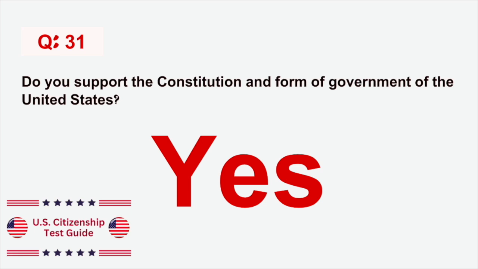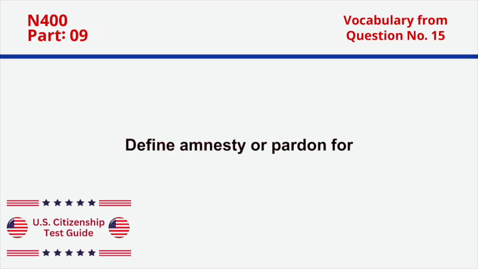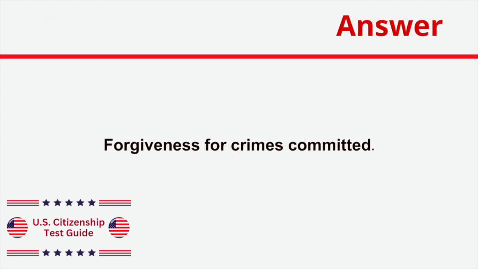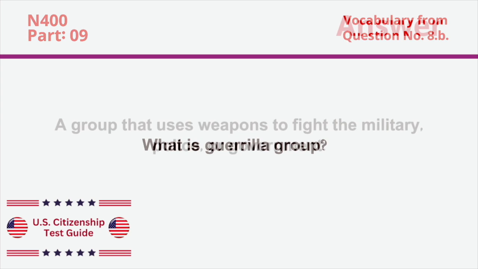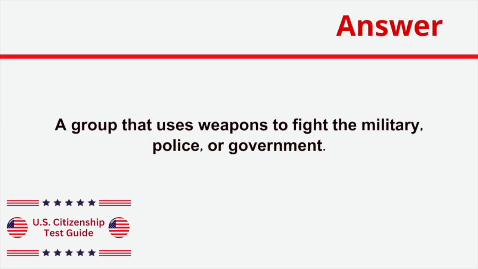Define amnesty or pardon for. Forgiveness for crimes committed. What is guerrilla group? A group that uses weapons to fight the military, police, or government.